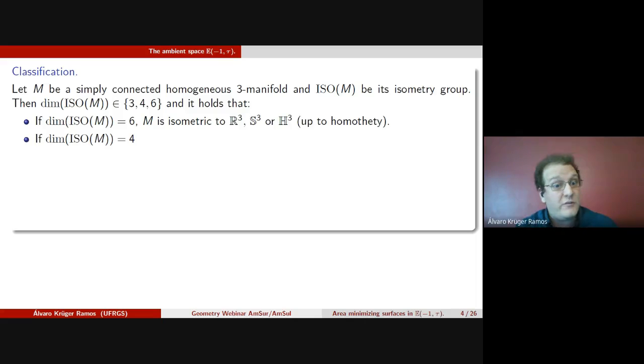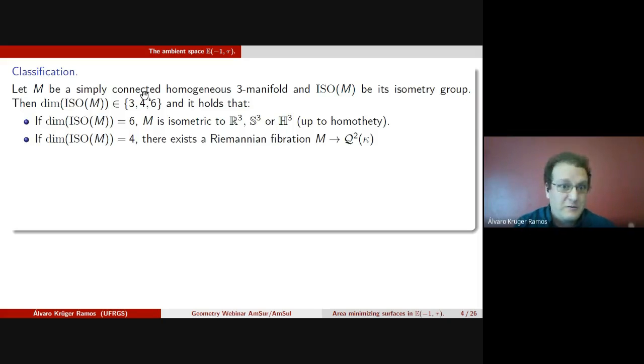So if the dimension of the isometry group is 4, this is where a lot of good things happen, and in particular, this space E(-1,τ) lies inside this bucket of 4-dimensional isometry groups. So if the ambient space is homogeneous and you have a 4-dimensional isometry group, then you can find a fibration from M into a surface of constant curvature kappa.